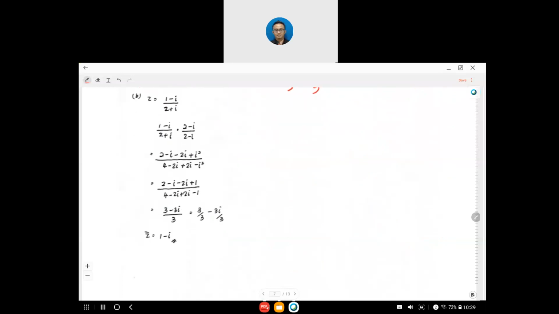Also the same thing. 1 minus i divided by 2 plus i. So multiply by the conjugate, you get 2 minus i. So expand: 1 times 2 is 2. And then negative i, negative 2i, plus i square. Again, i square is equal to negative 1. It's not 1. So this one is negative 1, and this one supposedly becomes positive 1.